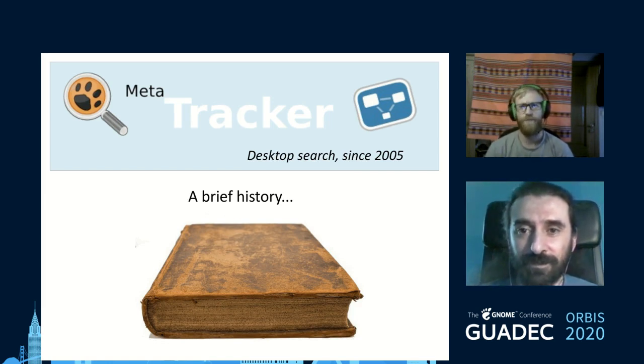So Tracker is an old project now. It started in 2005. It's not the first full-text indexer. I'm not going to talk about the pre-Tracker days. There's an interesting history if you want to do some research. But when Tracker started, it had several goals. One goal was to provide full-text search by default in GNOME. Well, that goal was achieved.